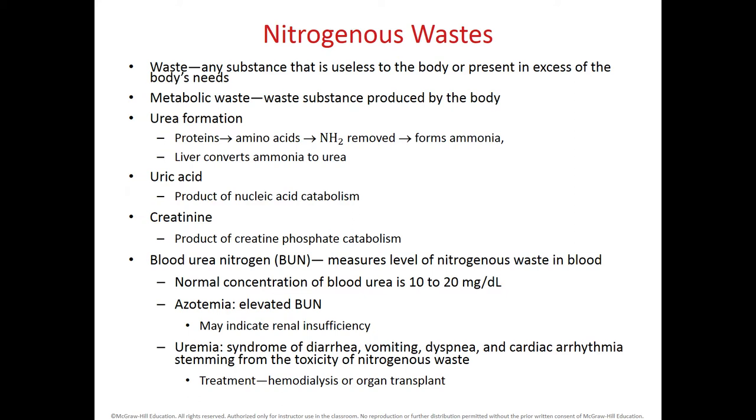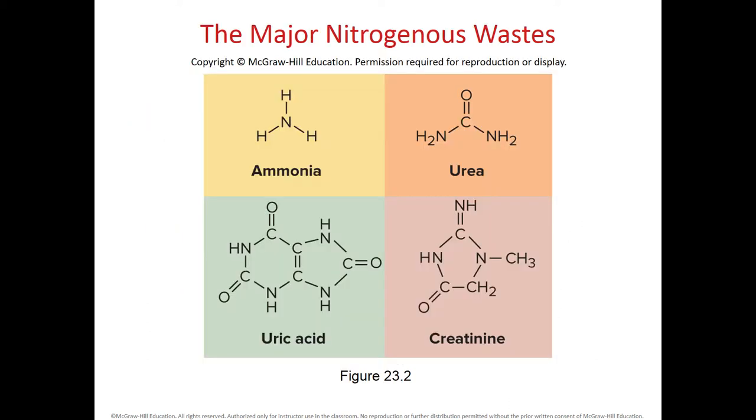And another problem that can happen when someone has elevated urea, but not as elevated as in azotemia, is called uremia. In this case, the person will have accumulation of urea in the body, and it will be manifested by having diarrhea, vomiting, dyspnea, cardiac arrhythmia. And the treatment for this problem, together with anything that elevates the urea so much, will be hemodialysis or organ transplant. Here's the chemical composition of the different nitrogenous wastes. So this is ammonia, this is urea, uric acid, and creatinine.